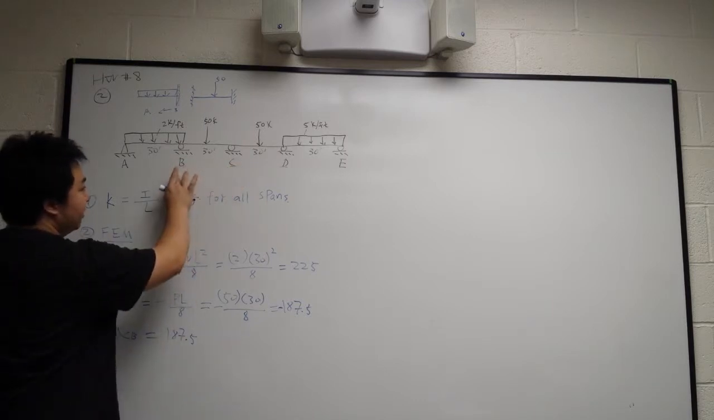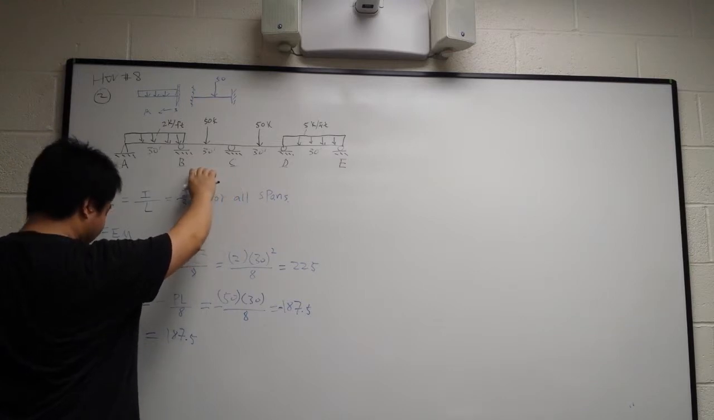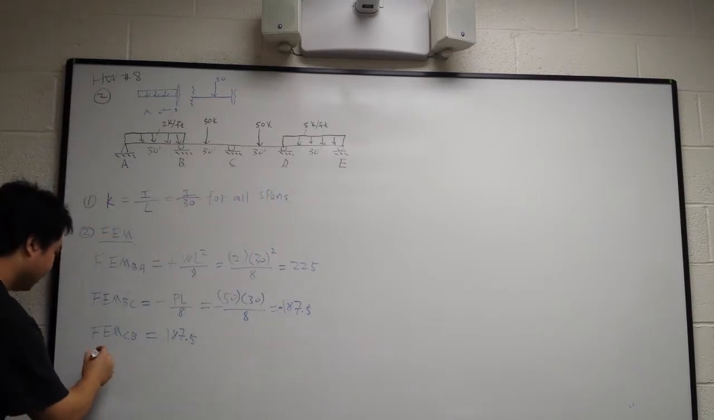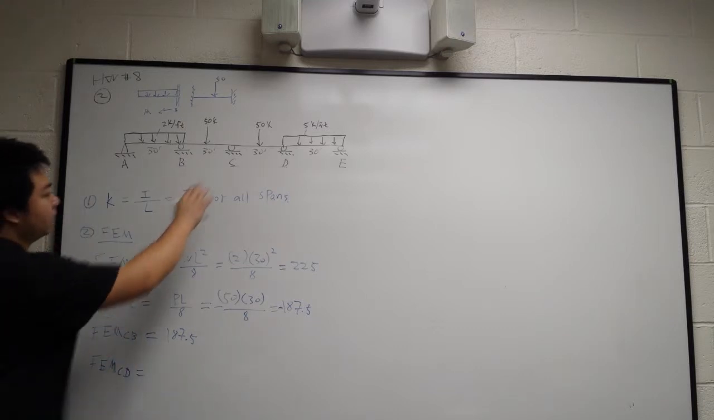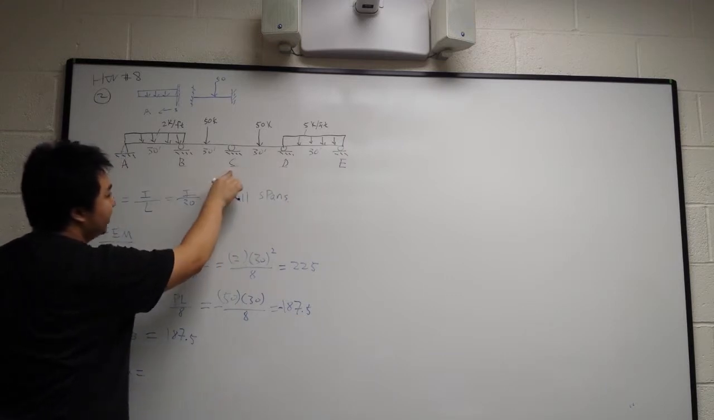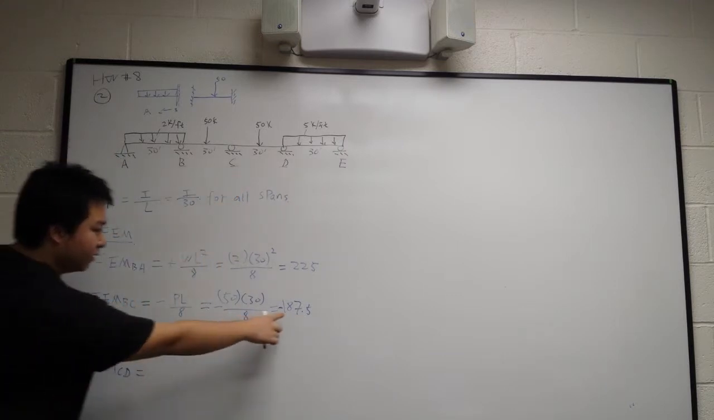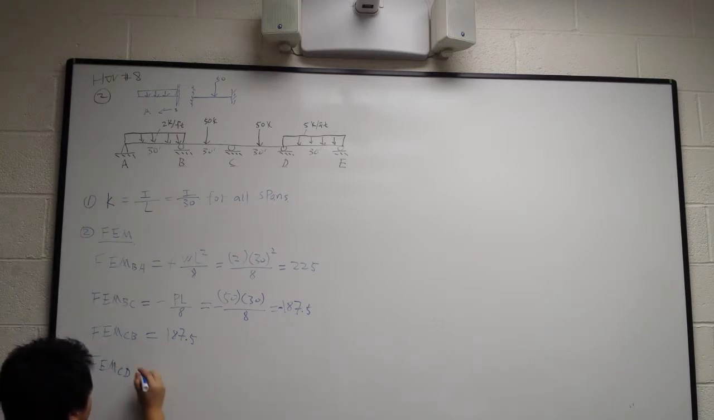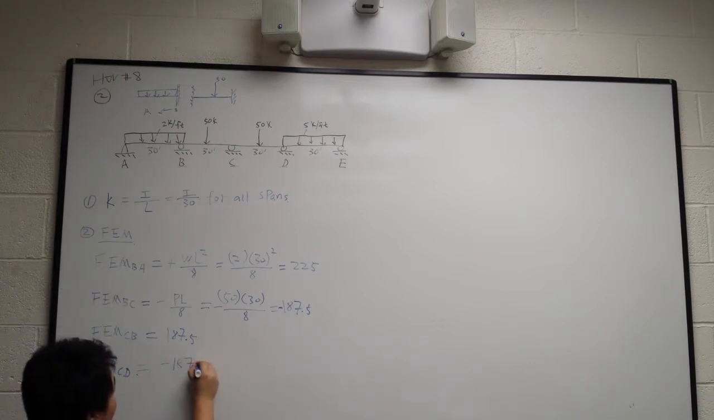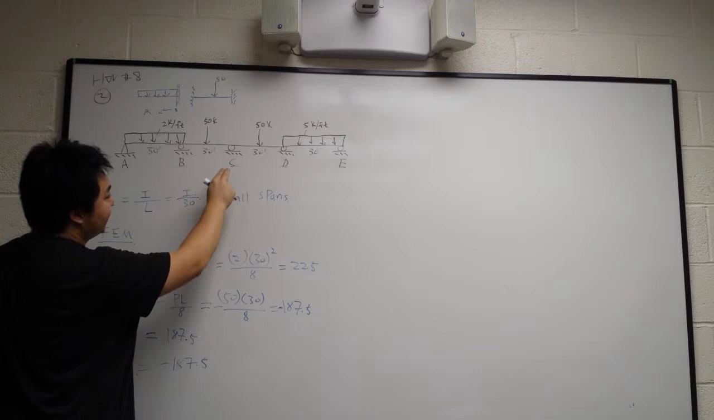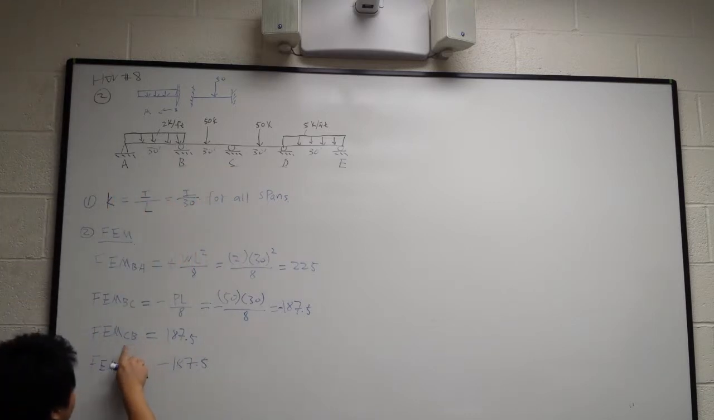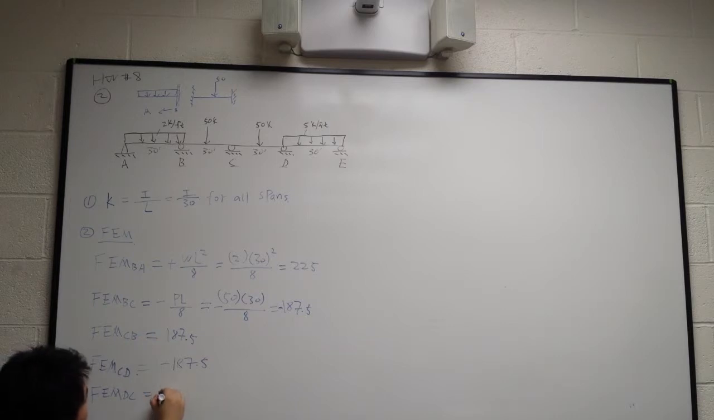It's positive. So now you're going to have C to D, same as B to C. So it's going to be negative 187.5. And D to C, opposite, so it's the same as C to D, C to B. So you're going to have FEM D to C equal to C to B, so same number.